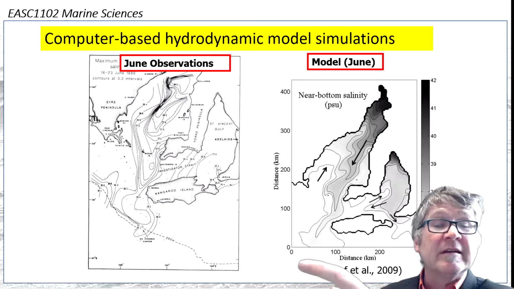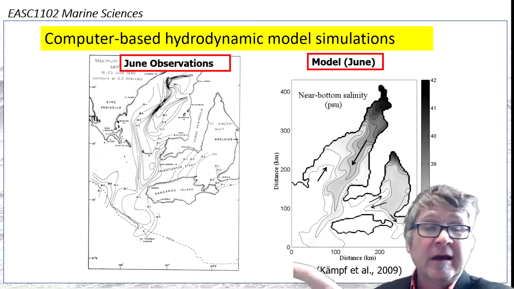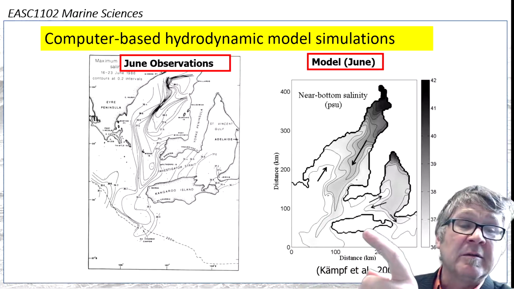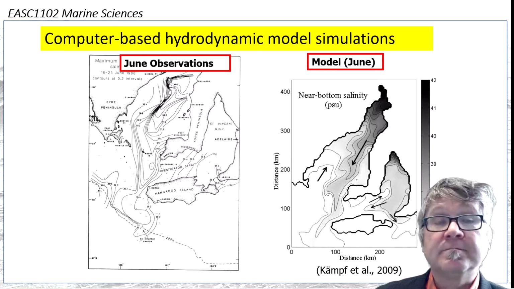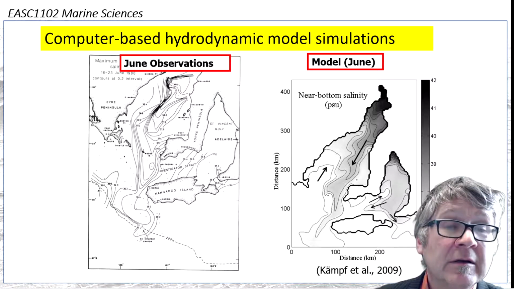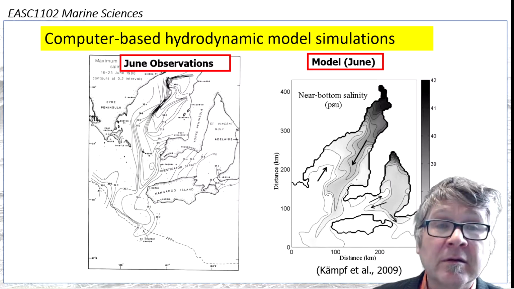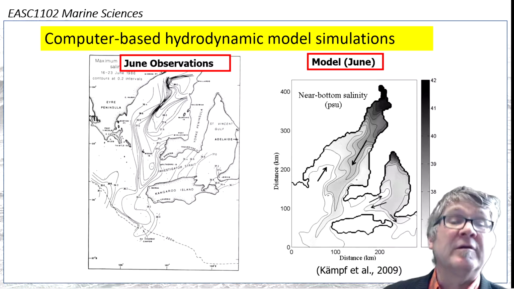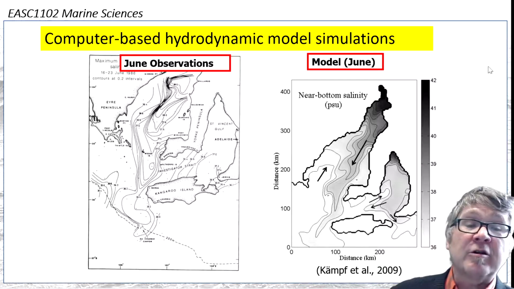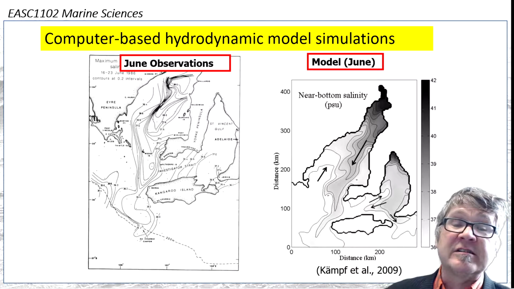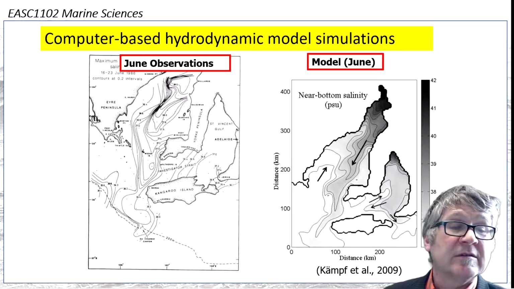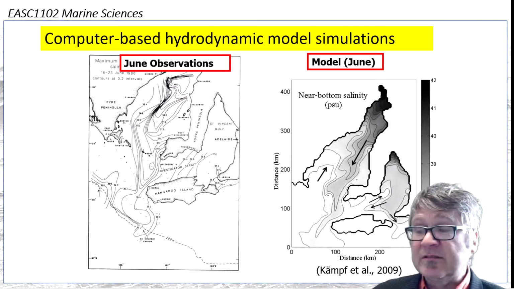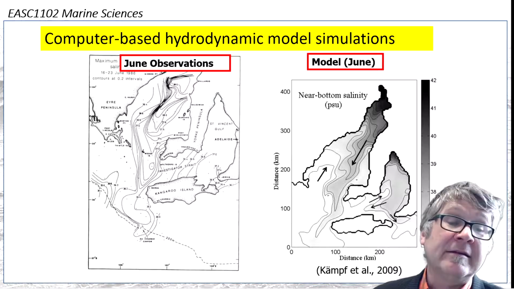On the left-hand side are the real observations, and on the right-hand side are the model predictions. And this is what you find in June. Okay, so we are in the winter. Here we're going into the late winter times, where you get the outflow, and you can compare the salinities, and the structures are very, very similar. That's how you can study the outflow and indeed also the inflow.